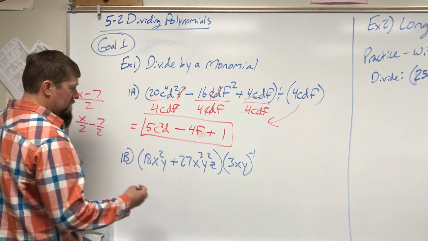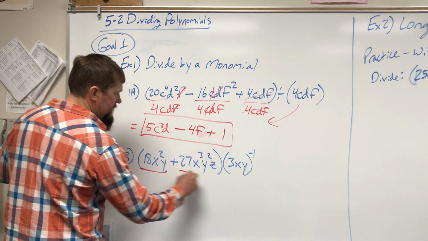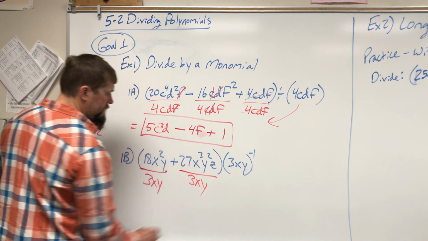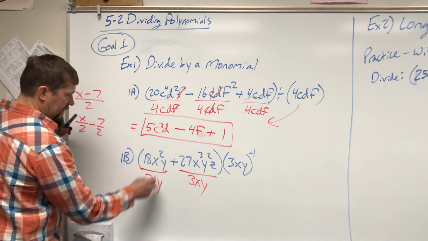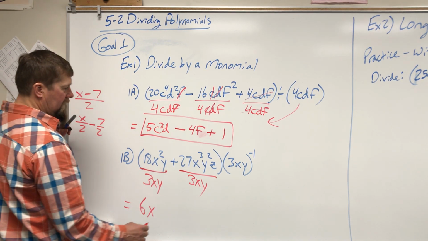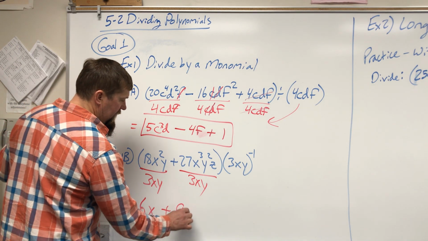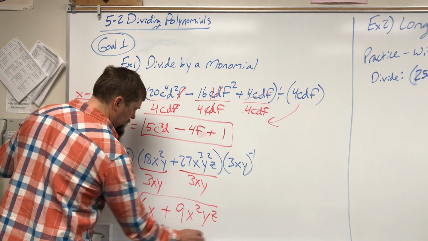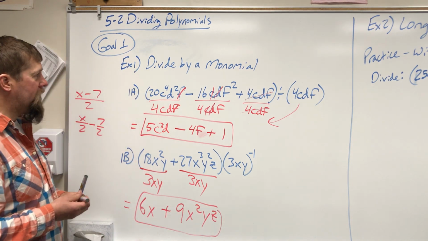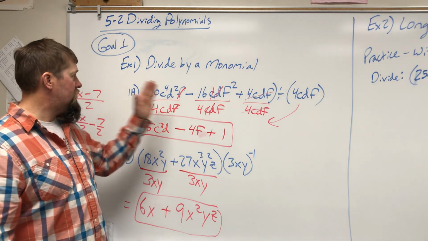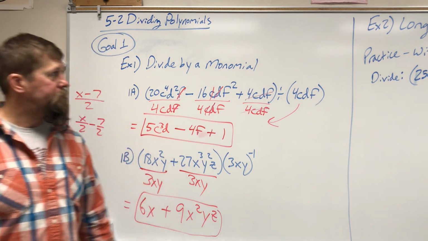So we're going to basically take each one of these terms and divide by 3xy. When I do that, again, I just simplify. I end up with 6x here. I end up with 9x squared yz. So again, just quick, when you're dividing by a monomial, you divide each term by that monomial.